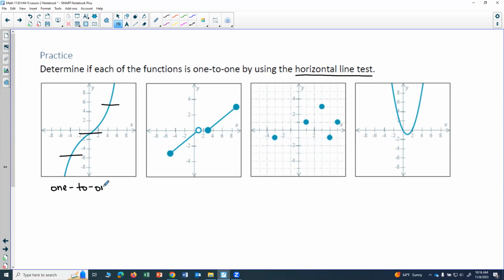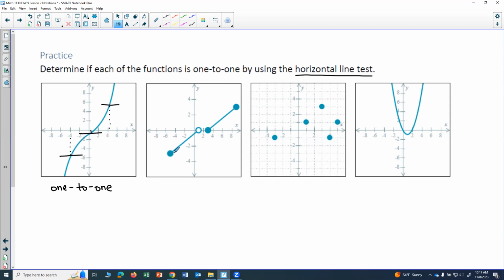because each y value only corresponds to one x value. You can look at this y value only corresponds to that single x value. This y value only corresponds to that single x value. And this y value only corresponds to a single x value. And that would be true for any y value on this curve. Let's look at the next one.